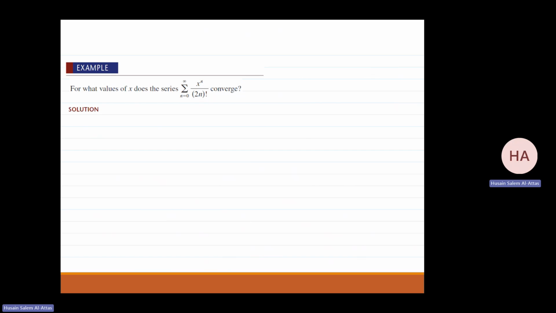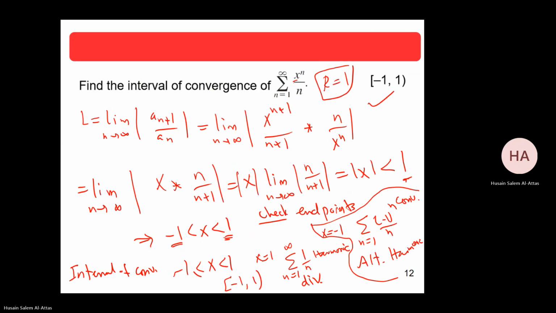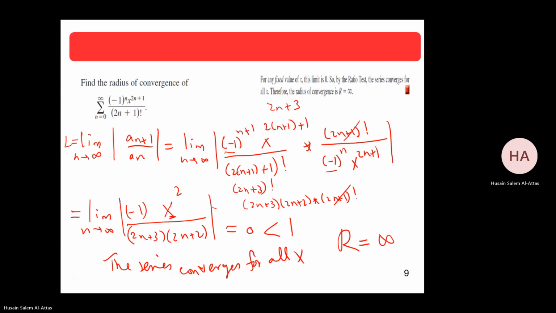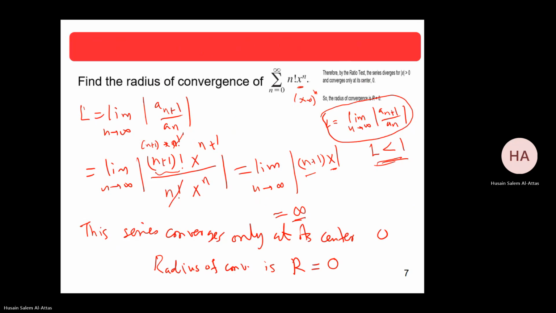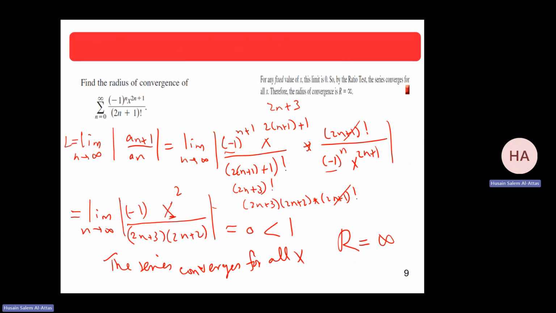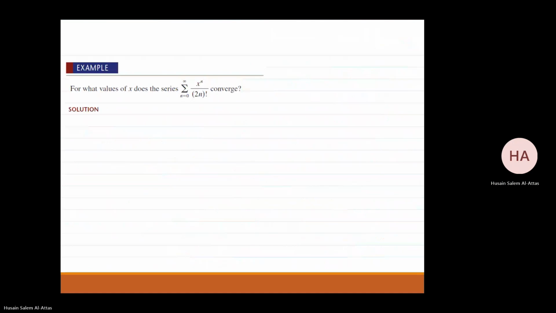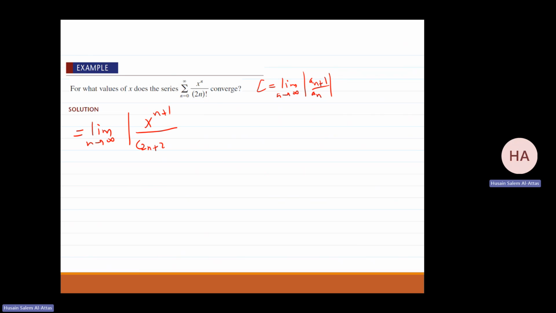This one, let us do the calculation. I think we did it. x to the power n over 2n factorial. It's similar to this one. Okay. And this is what will happen exactly. So we have L will be limit n goes to infinity, a n plus 1 over a n. That will be limit n goes to infinity, x to the power n plus 1 over 2n plus 2 factorial, times the reciprocal of this.